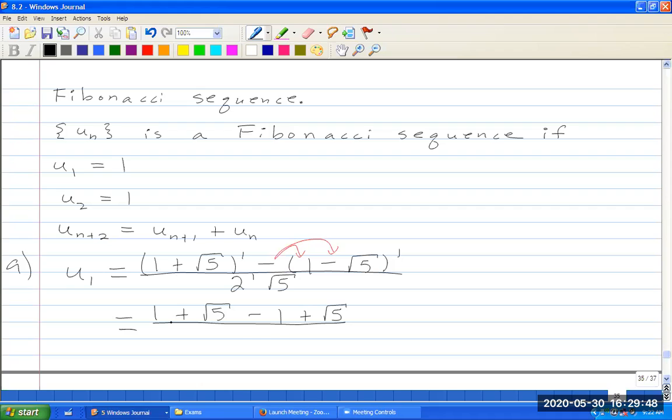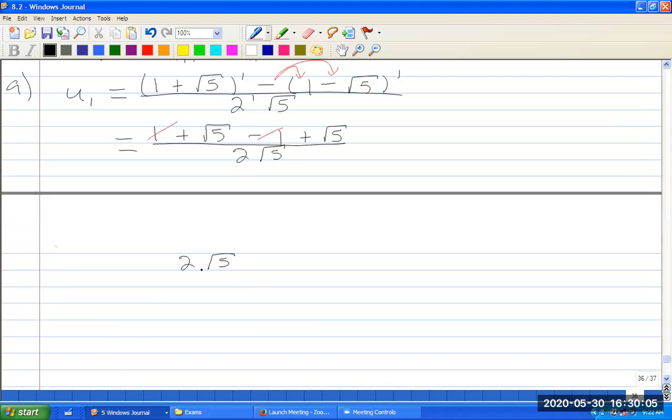The 1s will cancel. And so I get this is equal to 2 rad 5 over 2 rad 5. So this is equal to 1. Good. I've shown the first part. Next, I want to look at u sub 2.